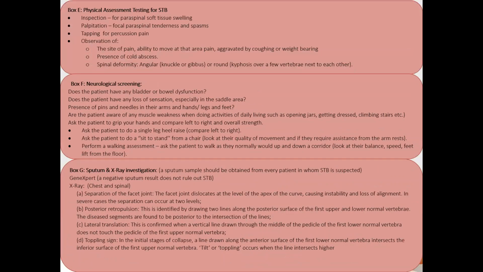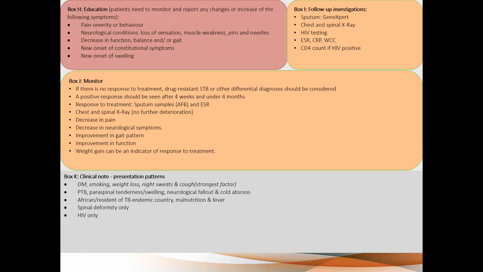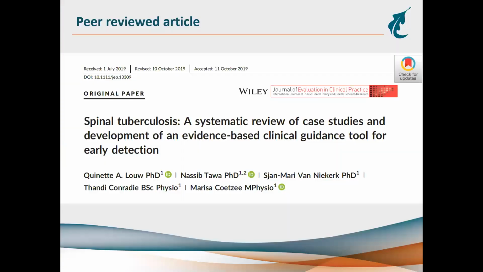Okay, these are the boxes that are referred to in the algorithm, so if you need to go through them in more detail, you're welcome to. This is a paper that we have published where we have spoken about the systematic review process as well as how we came up with the evidence-based clinical guidelines tool. So if any of you would need any more information on this paper, you're welcome to have a look at this or ask us any questions via email after this webinar.